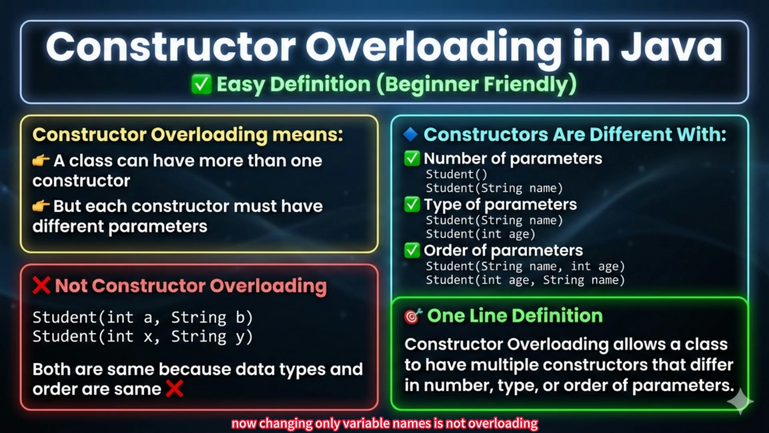Now, changing only variable names is not overloading. Example, Student(int a, String b) and Student(int x, String y). Even though the variable names are different, the data types and the order are the same. So this is not constructor overloading. This is a very common mistake beginners make. One-line definition. Constructor overloading allows a class to have multiple constructors that differ in number, type, or order of parameters. Remember this line. It is very important for exams and interviews.